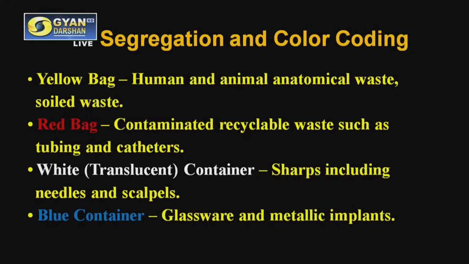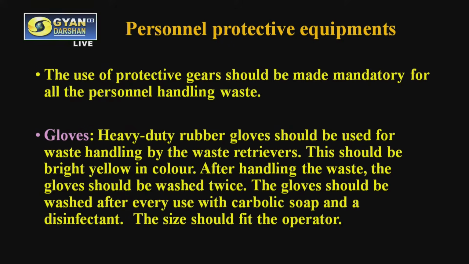Then color coding is the next step after segregation. When you are segregating, there are these four codes for biomedical waste. The yellow bag will contain human and animal anatomical waste or soiled waste. The red bag will contain contaminated recyclable waste like tubing and catheters. The white containers will contain the sharps including needles and scalpels. The blue containers will contain glassware and metallic implants. So with color coding, one will know that this container has this type of waste. So segregation followed by color coding is also an effective means for proper waste disposal.